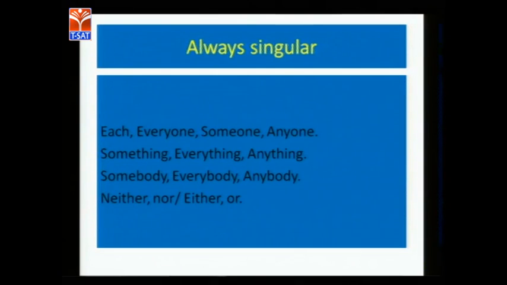Each, everyone, someone, anyone. So these are the words that are always used as singular. Okay? Everyone means everyone. Something, everything, anything. Somebody, everybody, anybody. Neither nor, either or. So whenever you use these words, please understand that the verb must always be singular, except there are some exceptions, of course, with neither nor, either or. Let's not go into them. They can confuse you a little bit at this point in time. Okay? So let us look at the usage of these words.